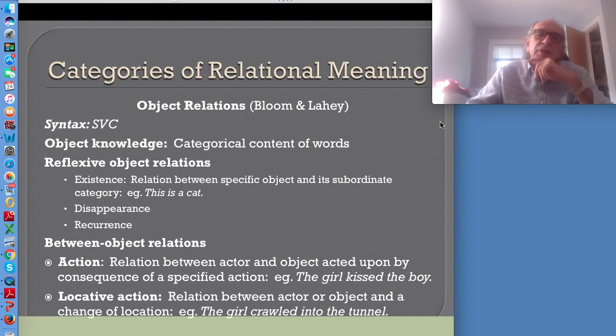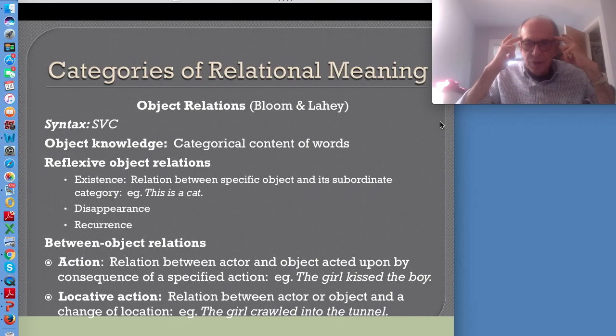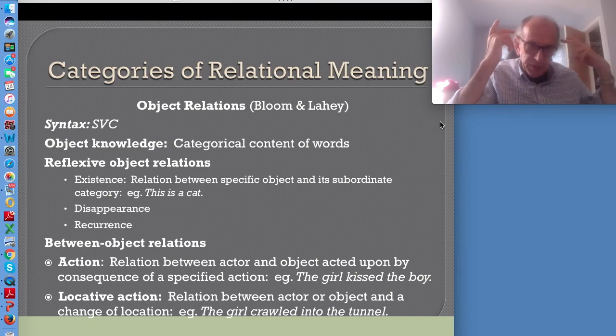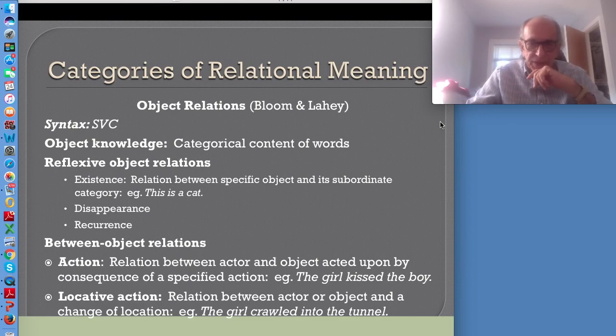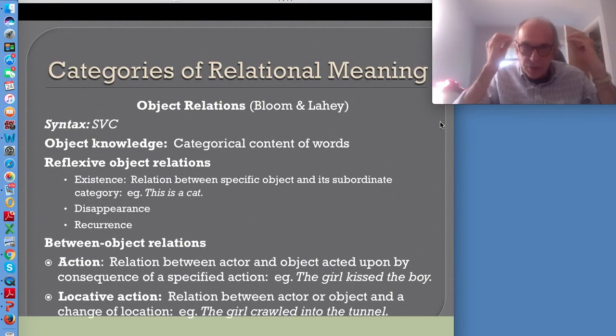That's the logical, universal, and generative relationship, meaningful relationship being made underlying this sentence. The girl crawled into the tunnel. The boy went to school. Mommy went to the store. All of those are locative action relationships and require the child to make that kind of a sentence, to make relationships between these different objects.